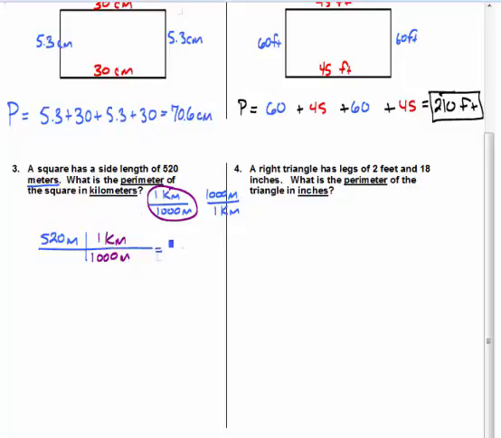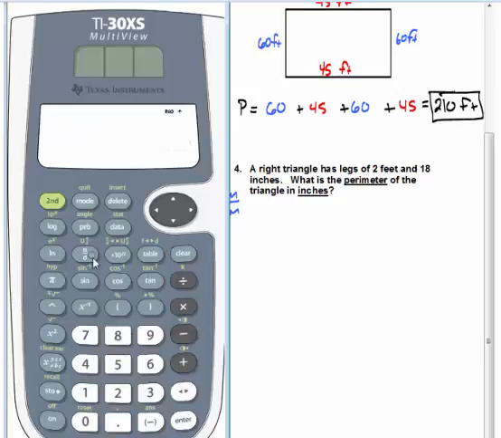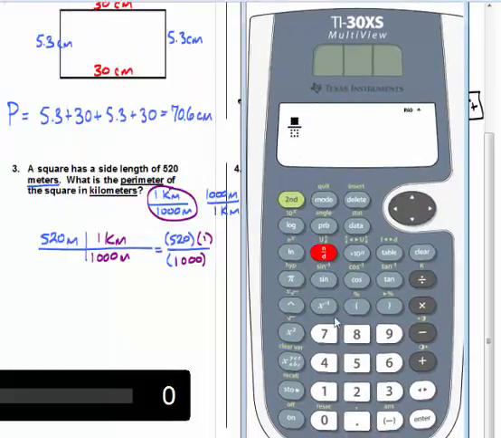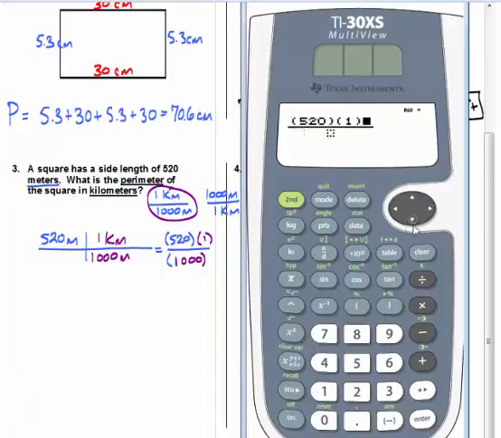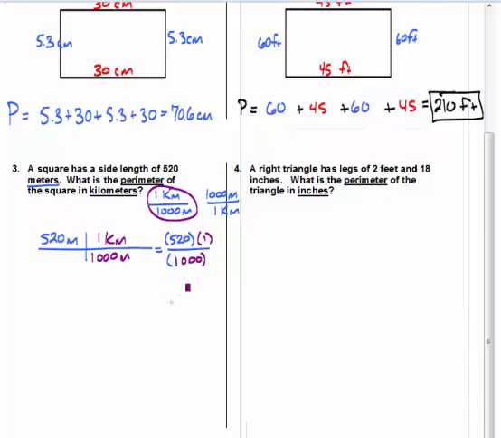And then I'll just need to evaluate that times 1 over 1,000. And if you divide that, basically we'd have, you can see, 520. If we convert that decimal, we get 0.52, you can see. So there's 0.52 kilometers.